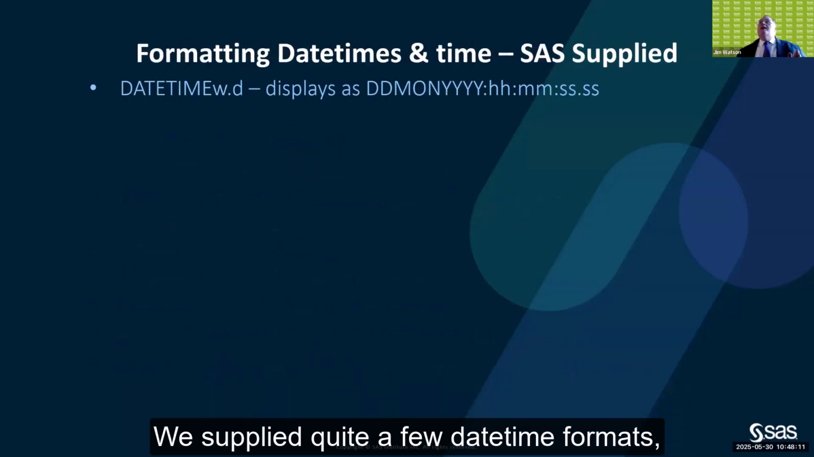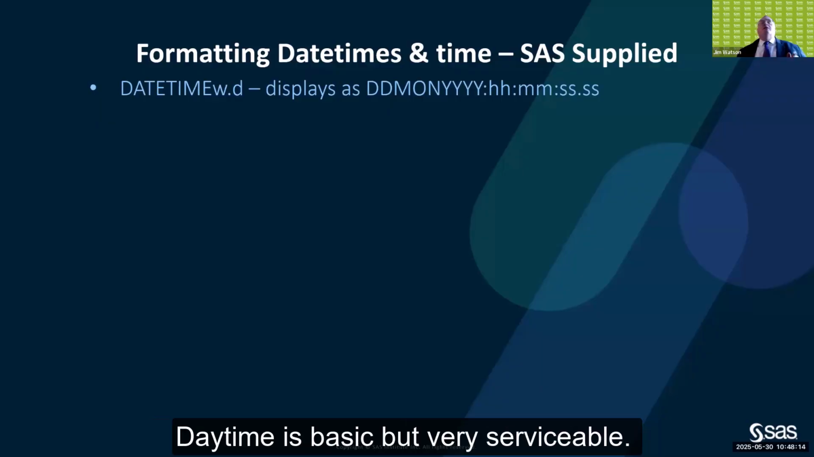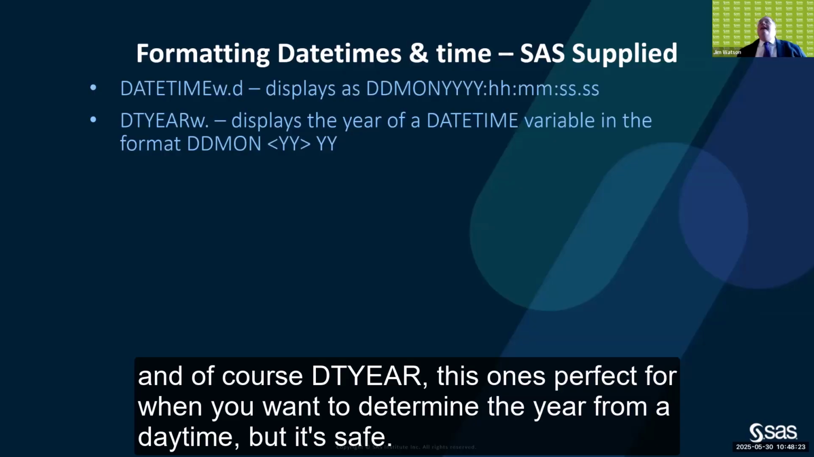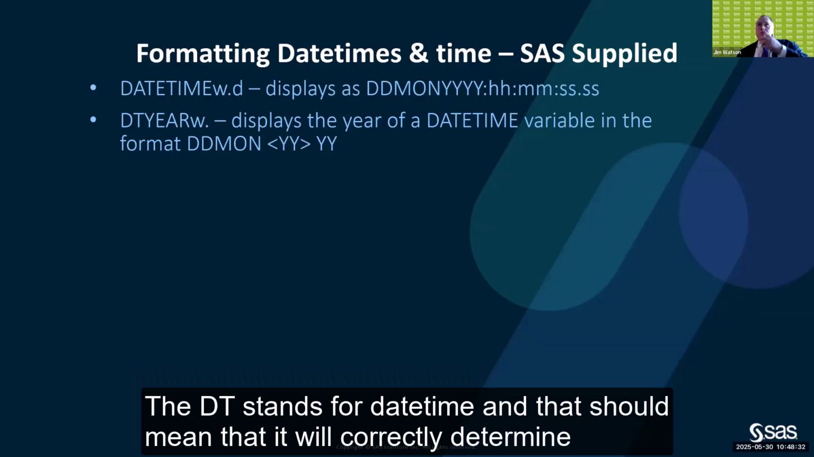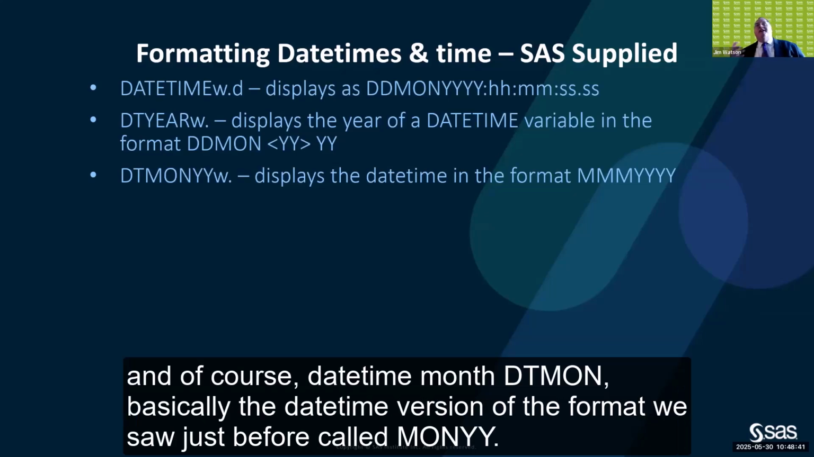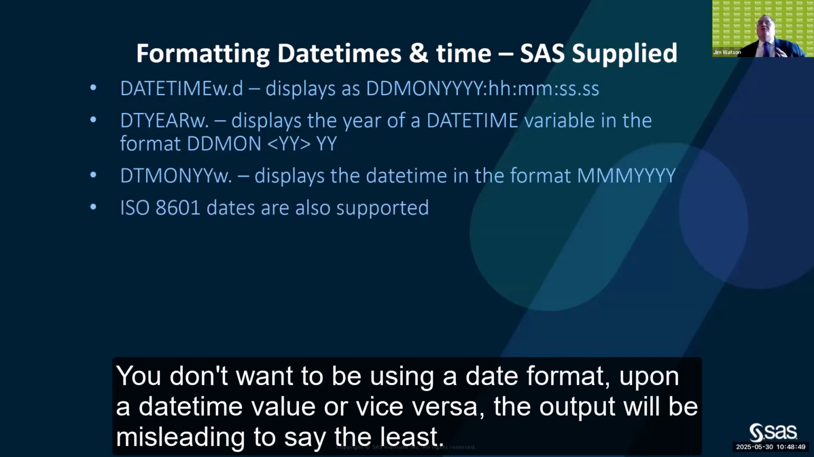We supply quite a few datetime formats. Like DATETIME is basic but very serviceable. There's also DATEAMPM if you want to see whether it's AM or PM on that date. And of course, DTYEAR, this one's perfect for when you want to determine the year from a datetime, but it's safe. The DT stands for datetime, and that should mean that it will correctly determine the date from the datetime first, then apply the format upon the output. And of course, DTMONYY, basically the datetime version of the format we saw just before, called MONYY. You don't want to be using a date format upon a datetime value or vice versa. The output will be misleading, to say the least.